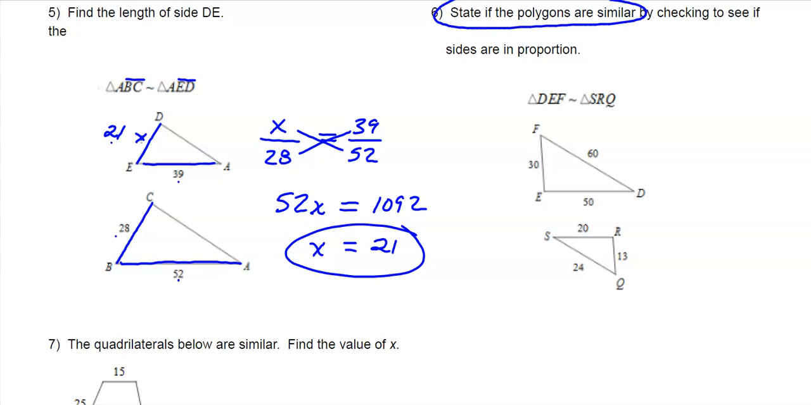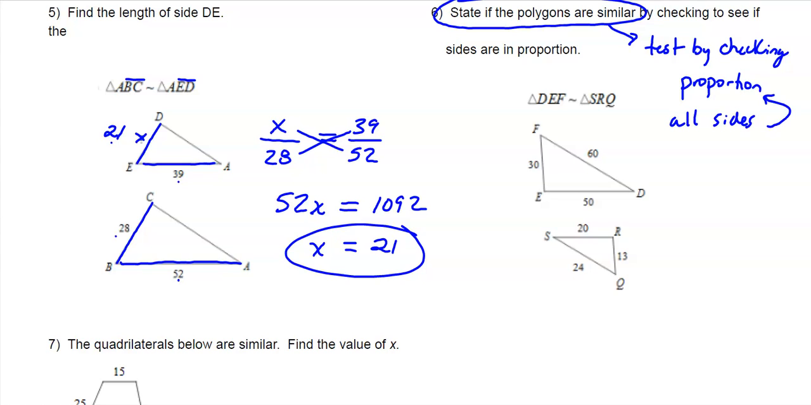So yes or no question, but you need to test by checking the proportion. Okay, you need to see if all sides are in proportion with each other. So first of all, we got to see who goes with who. So DE should go with SR. So DE goes with SR. So I need to check 50 over 20, that's one proportion that needs to be checked.